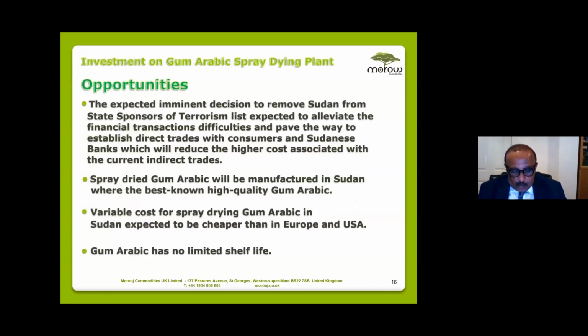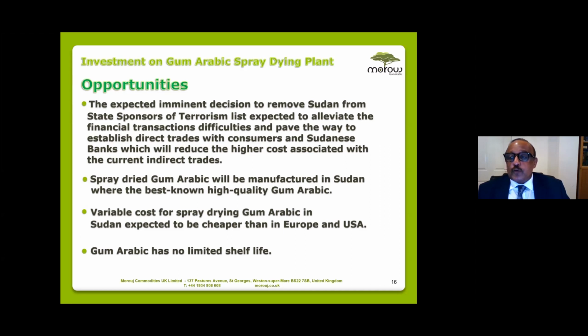Okay, now I'm going to talk about the investment in gum arabic spray drying plants. I'm going to talk first about the opportunities of investing in a spray drying plant in Sudan, and removing Sudan from the state list that is sponsoring terrorists is expected to encourage investors to invest in Sudan.